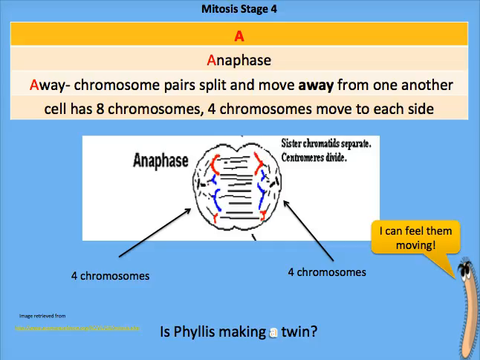Stage 4, A stands for anaphase and away. The chromosome pairs split and the chromosomes move away from one another to opposite sides of the cell. Remember that the parent cell had 4 chromosomes which doubled during interphase to 8. During step 4, anaphase, 4 chromosomes move to each side of the cell.